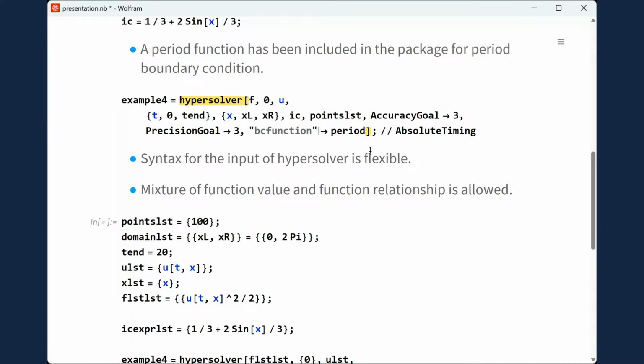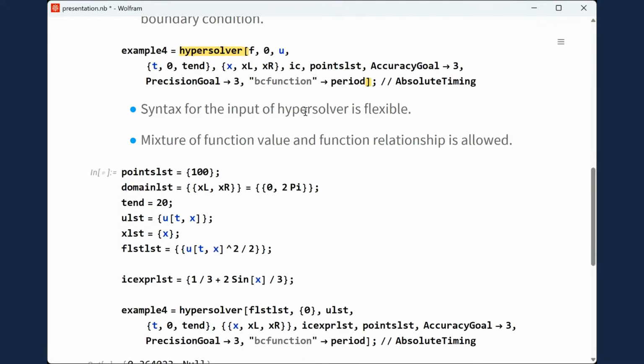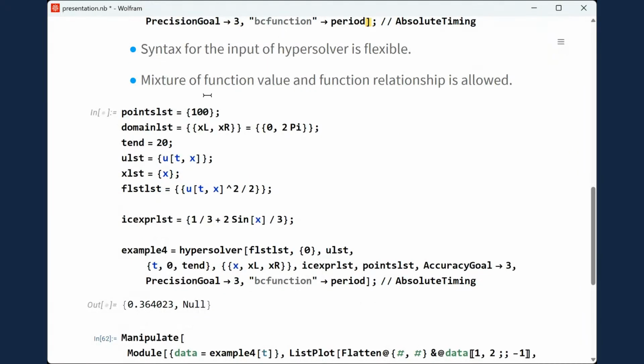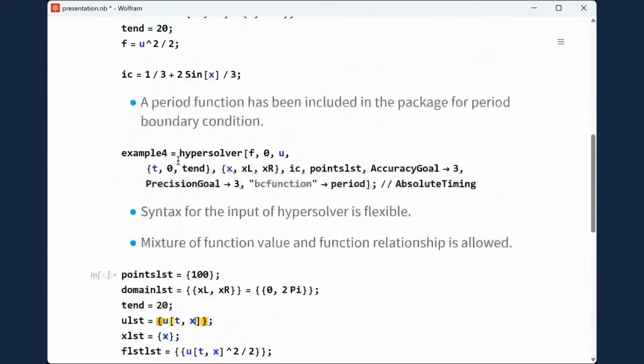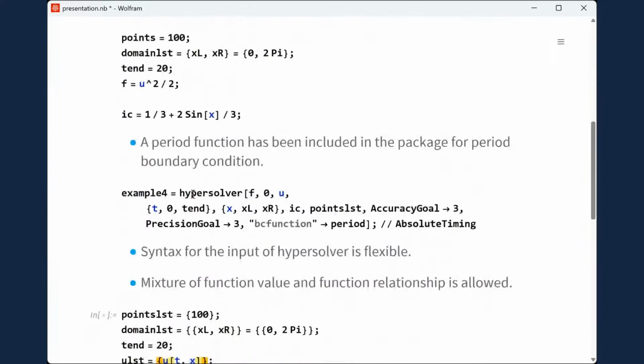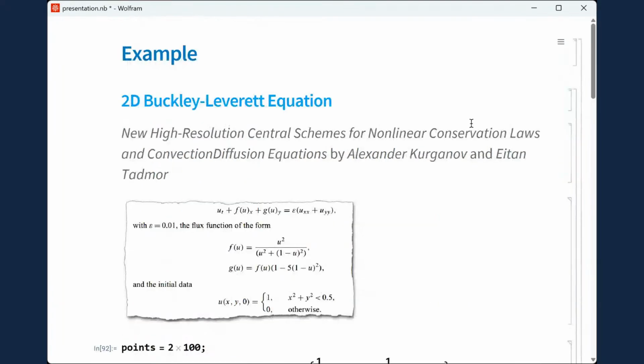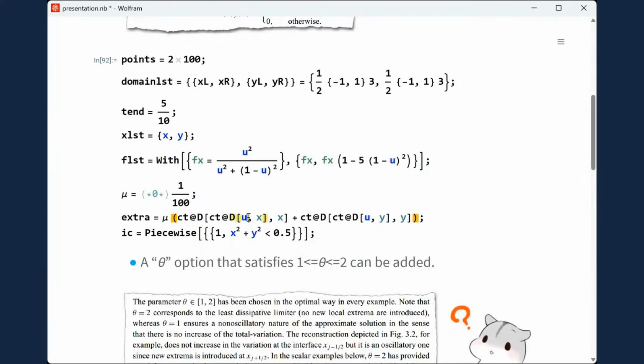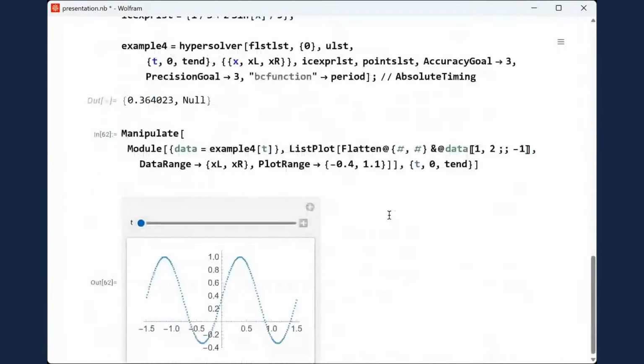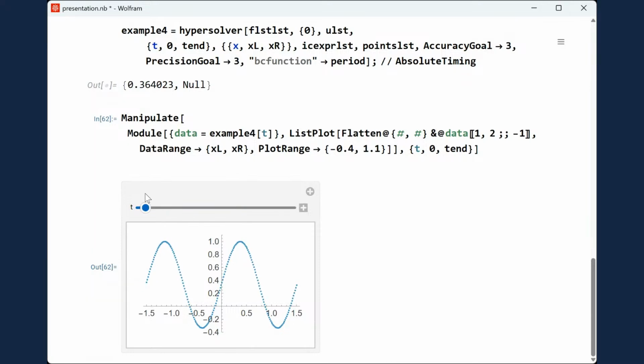And notice that I finally decided to allow a flexible syntax for the equations, so you can mix the function value and the function relationship in this package. You can see here I use a function relationship with the independent variables, but in the previous examples, they're not there. You see, the t and x are not there. And here's the output.